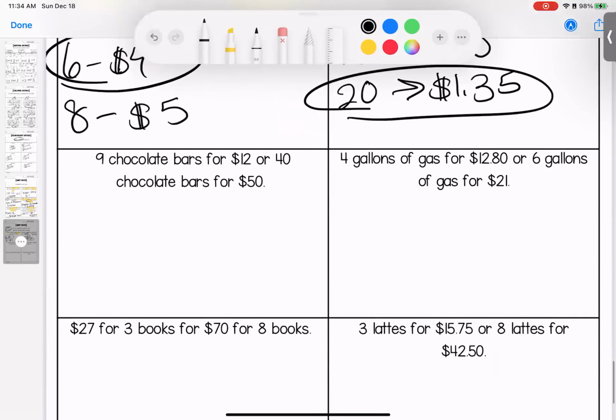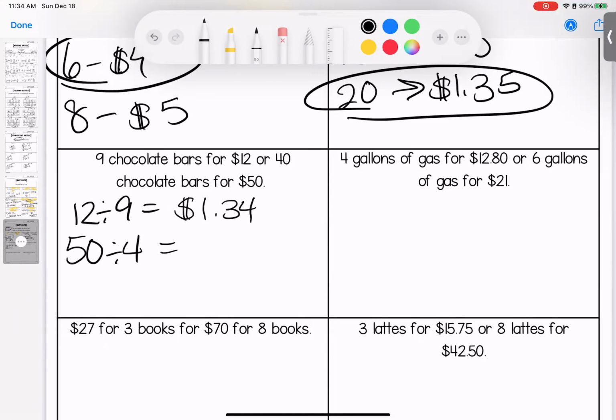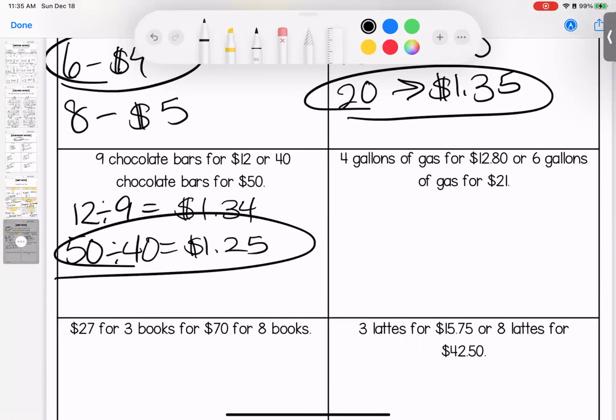They're cheaper per pencil. Down here, we have 9 chocolate bars for $12. So 12 divided by 9 is going to give us the answer to that. And then 40 chocolate bars for $50. Dividing that out to find our cost per bar. For this one, we're going to say it's $1.34. If you do the division, you're going to find that it's a repeating decimal. And for $50, I get 40 bars, which means they're going to be $1.25 each. The $50 would be a better buy.